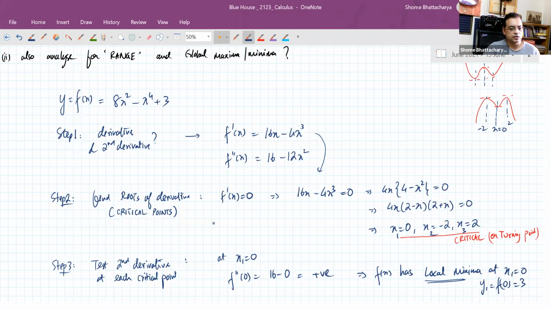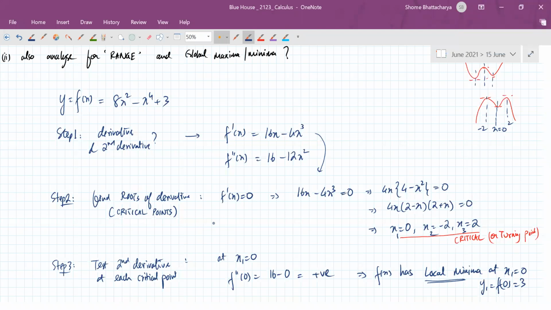Sir, like y is equal to x cube. Yeah, if you see the graph of y is equal to x cube, at the point x equal to 0, it has neither maxima nor minima. Yes, sir, but the slope is still 0 at that point. The slope is 0 and the second derivative is 0. So the second derivative is neither positive nor negative.